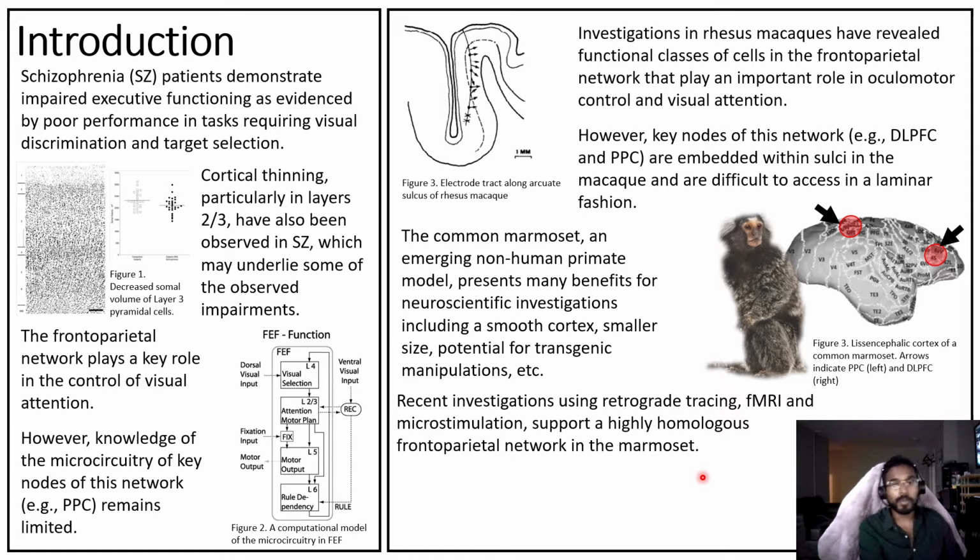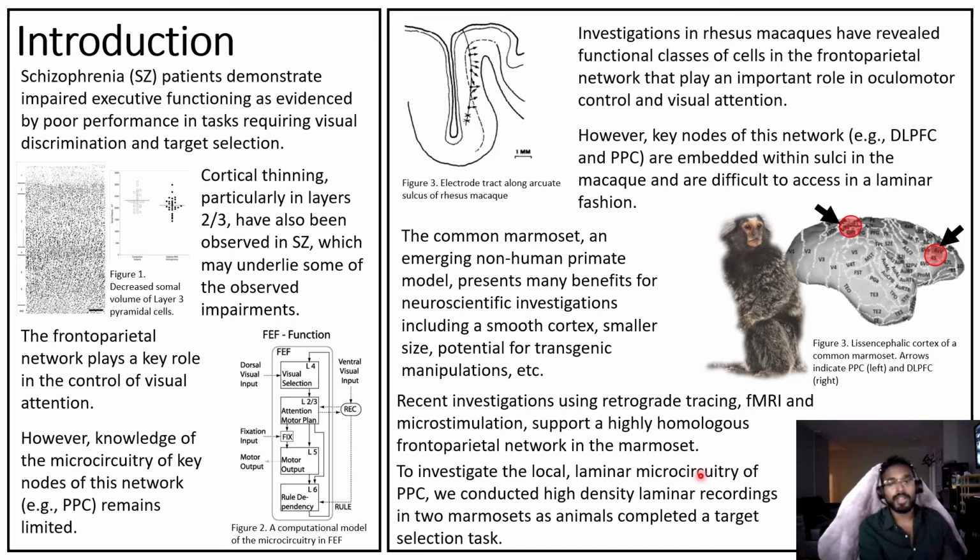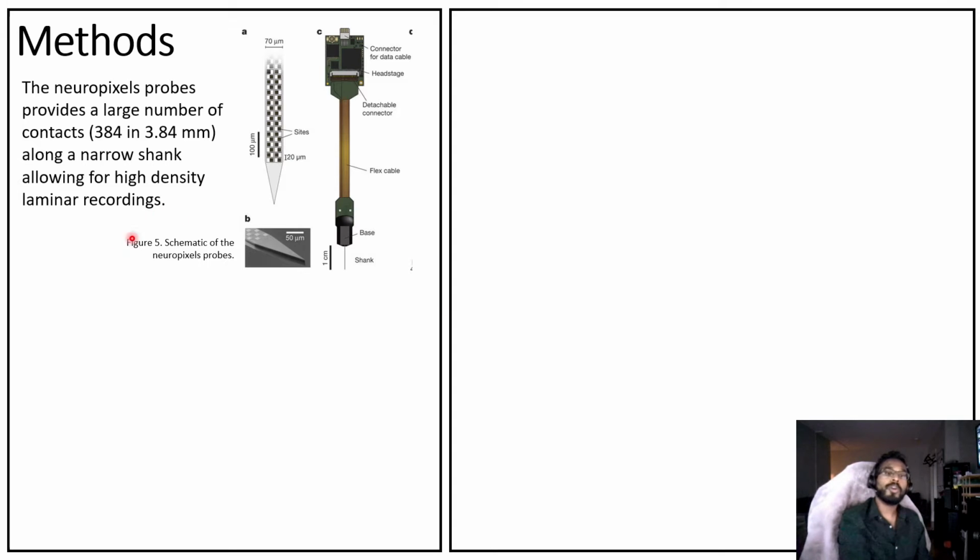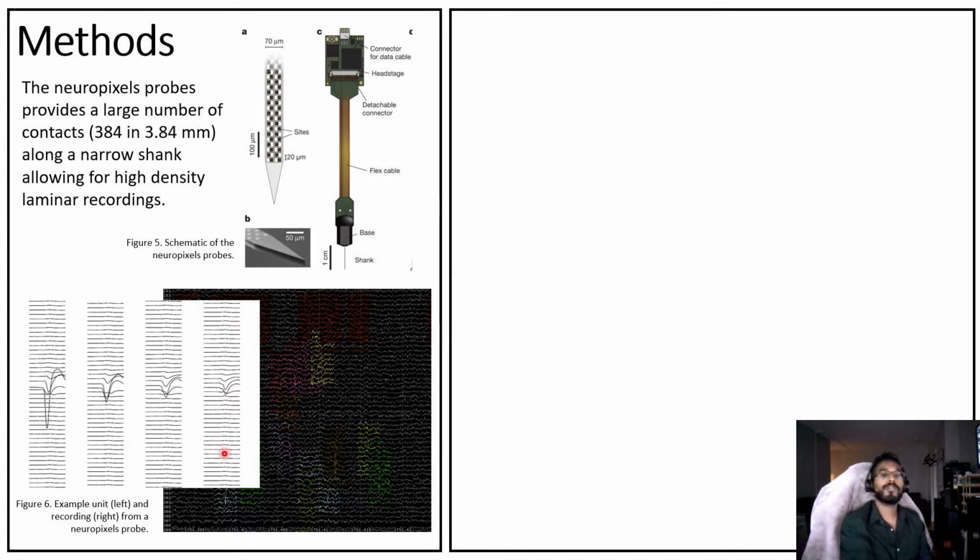So this lends itself really well to the current question, which is investigating the local laminar microcircuitry of the posterior parietal cortex in the common marmoset in the context of a cognitive task. So the NeuroPixels probes are what we're using to do these experiments because the large number of contacts along this narrow shank allow us to record from a large number of units across multiple cortical layers simultaneously.